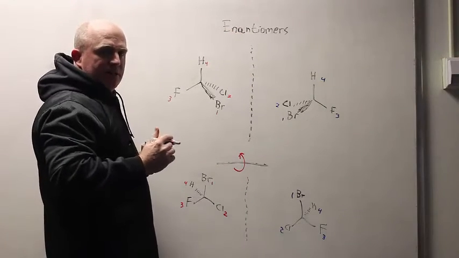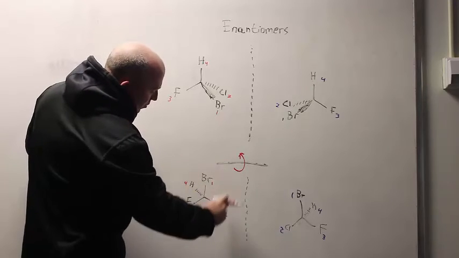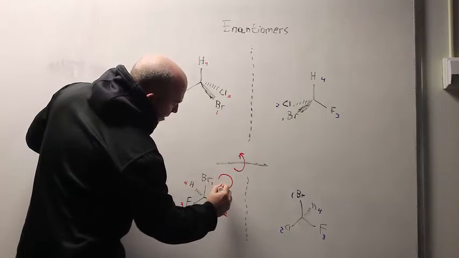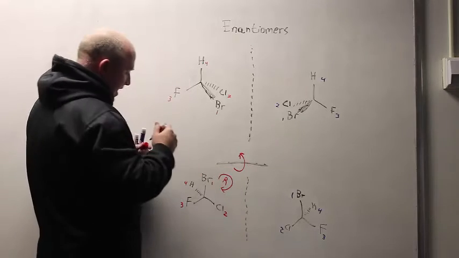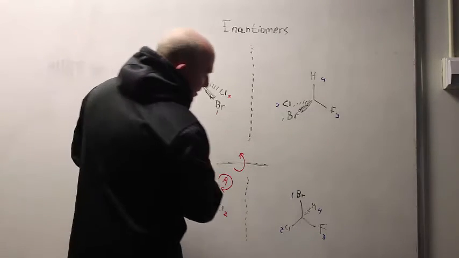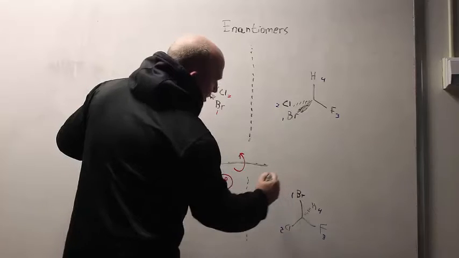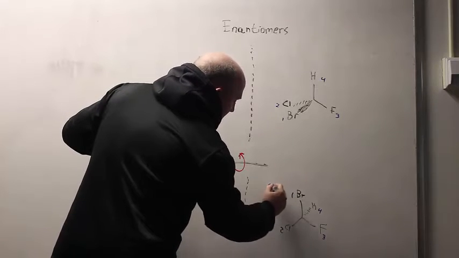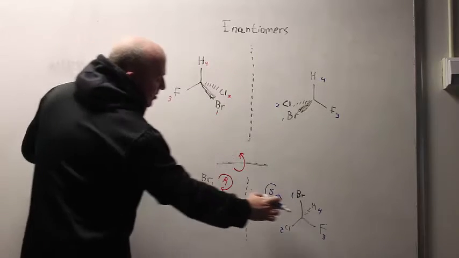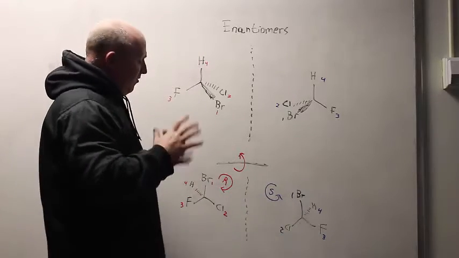According to the analysis we did on the LIGHTboard, if you have 1, 2, 3 oriented this way, which is to say clockwise, then that makes this an R for assignment purposes. It is right-handed, whereas counterclockwise, this direction, would make this an S as long as the hydrogen is oriented back away. So far, so good.